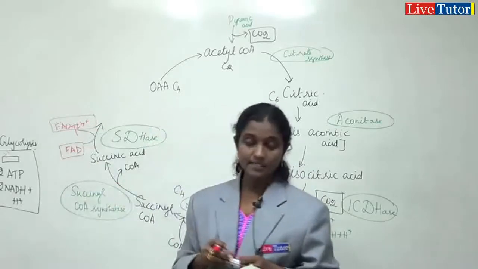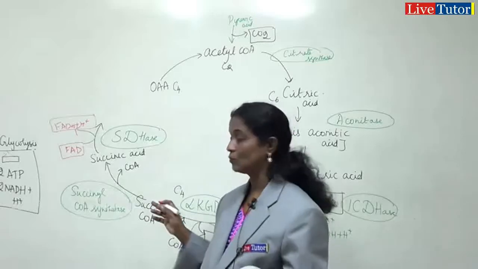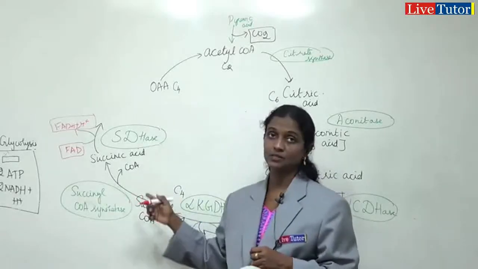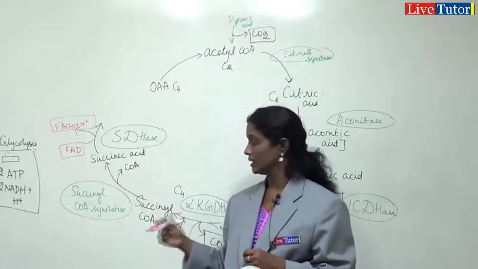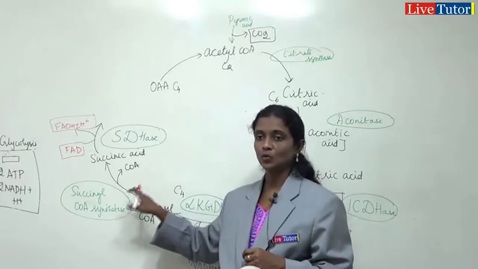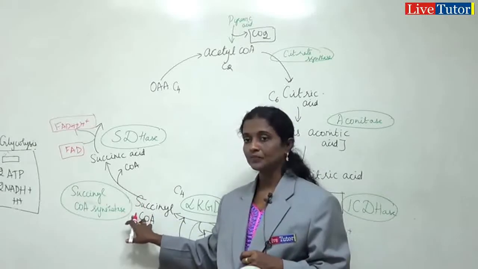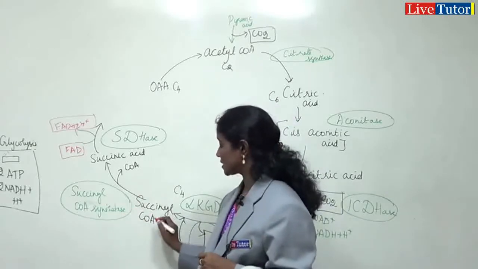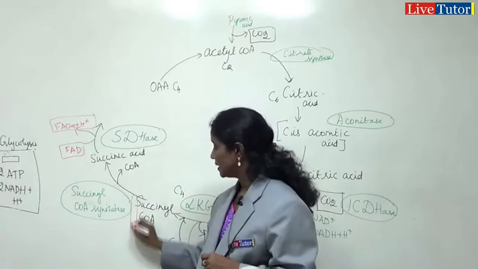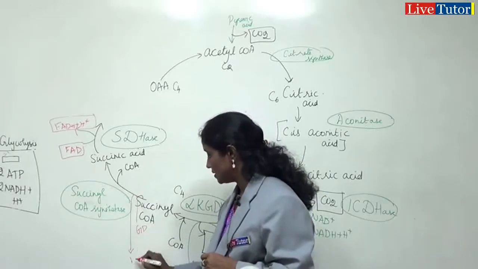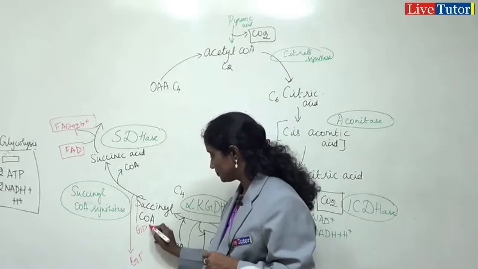So here I said succinyl-CoA synthetase involves substrate level phosphorylation. That's what I said. So here is where substrate level phosphorylation takes place. Here there is going to be a GTP formation. Succinyl-CoA synthetase: when the succinyl-CoA becomes succinic acid, GTP is formed. GDP comes in and then it forms GTP.